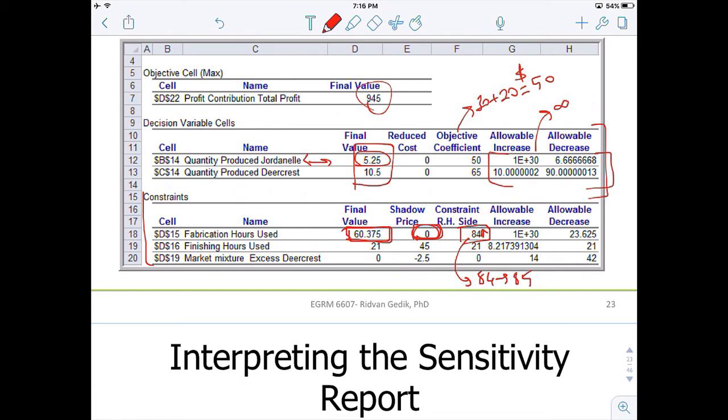We are only using 60 point something, right? It's not even close to 84. So if you increase the right-hand side value, the total availability, from 84 to 85, we don't care. Simply, it's not going to help us improve this objective function value. Well, that's the logic behind it.